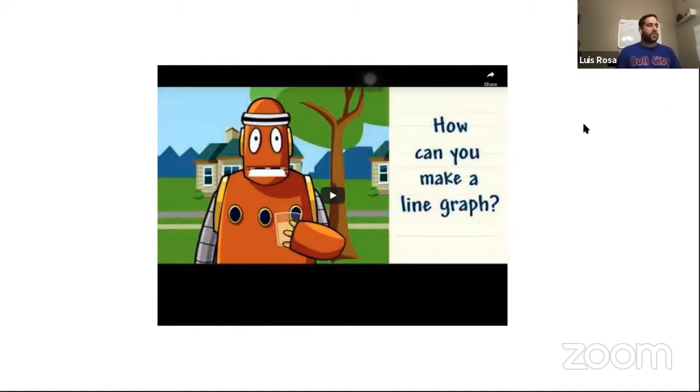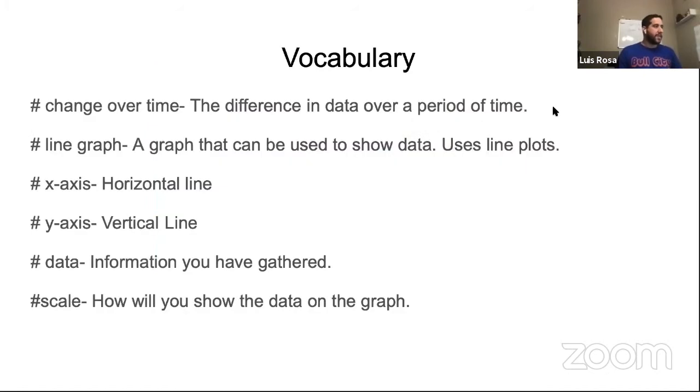All right, so that video was very good at explaining a lot of the things that we're going to be working on with change over time and line graphs. So let's go ahead and go over some of the key vocabulary words that are going to help you in this lesson and in lessons for the week. So the first term that we got to talk about is change over time. Change over time is a difference in data over a period of time.